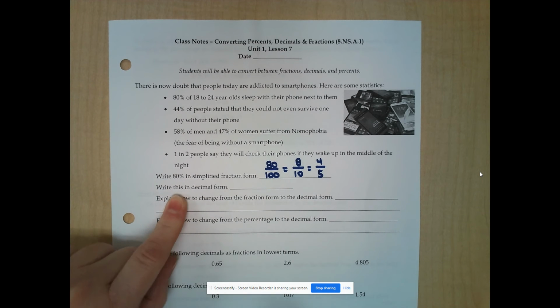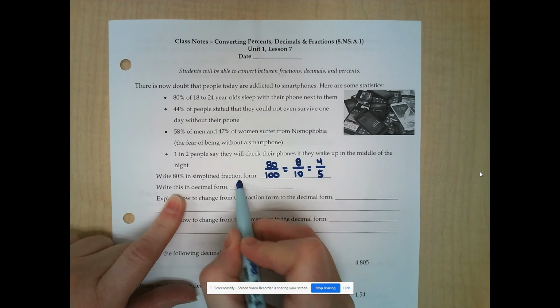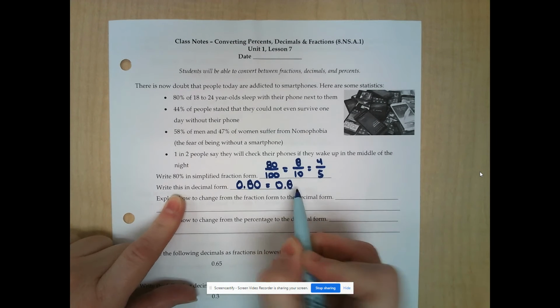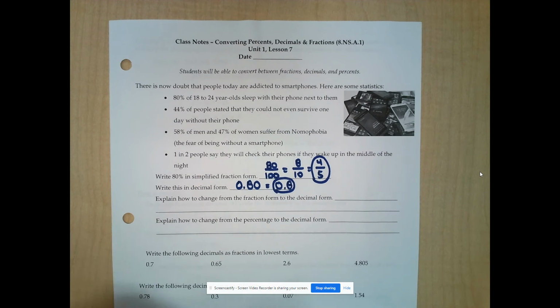Write it in decimal form. Well, if we know it's 80% per 100, that is the same as 80 hundredths, or just 0.8. So our best answers are 4/5 and 0.8 in lowest terms.